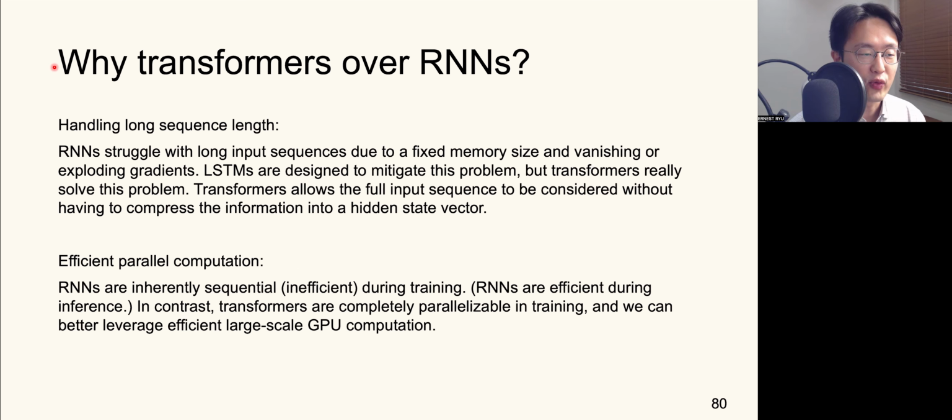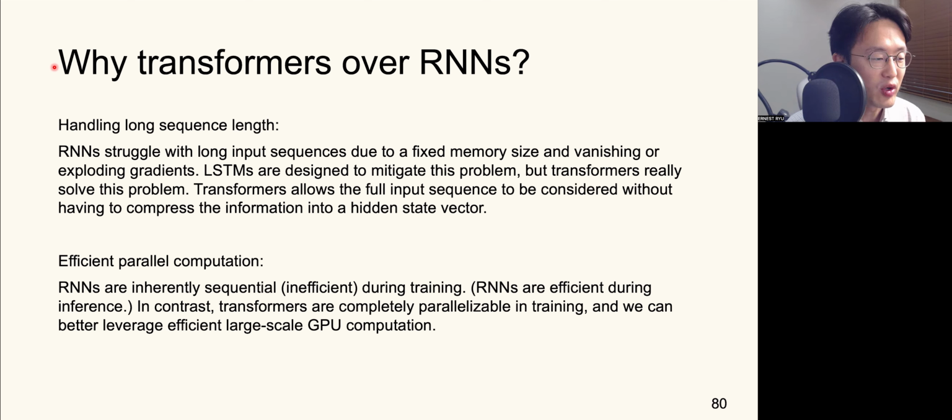So why do transformers outperform RNNs? Well, point number one is something we've already talked about. When handling long sequence lengths, RNNs struggle because they have a fixed memory size. So the cell state, the hidden state, has a fixed dimension. And maybe that dimension is not enough to remember and summarize all the relevant context within the language. So RNNs can run into the problem of not having enough capacity to remember the necessary information to make the necessary inference. They also have the vanishing and exploding gradient problems. LSTMs are designed to mitigate this, but transformers really solve this problem. Transformers allow the full input sequence to be considered without having to compress the information into a hidden state vector.